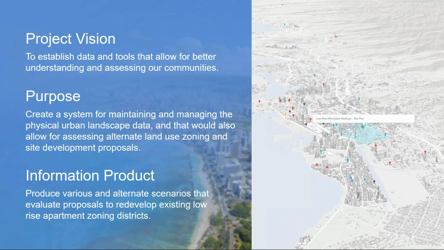Our vision had multiple purposes. Part of the project is to establish formal processes for maintaining and managing building structure data. So the creation, the maintenance, and managing of these data types is extremely important for our local governments. Having current, complete, and accurate 3D data is essential to performing this type of spatial analysis. Our specific objective in this program was to produce a scenario that evaluated a legislative proposal to redevelop low-rise apartment zoning districts to permit greater height and greater floor area ratios.